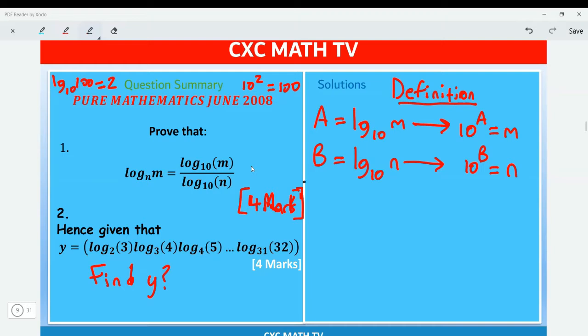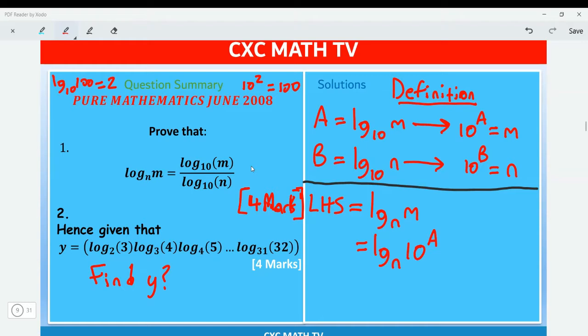So now let's go ahead and apply the definition to do the proof. To do the proof, we have to start with our left-hand side. Our left-hand side is equivalent to log base n of m. And remember, m in this case, we're saying it is 10 to the power of a. So this is giving us log base n of 10 to the a. By using the power rule, we can bring down the power of a. So this is equivalent to a times log base n of 10.